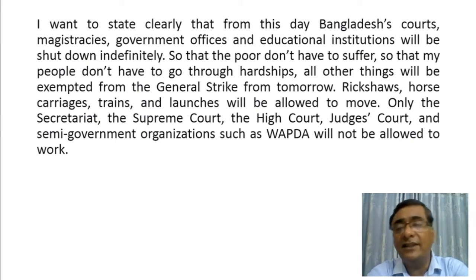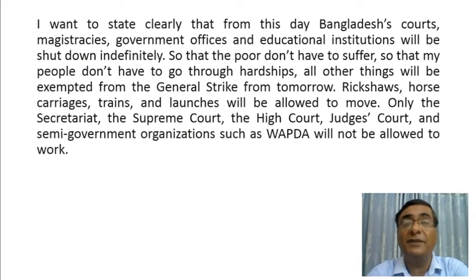Basically the poor people run rickshaws and horse carriages, and trains were necessary for common people to move from one place to another, and launches for common people to move from one place to another. That is why Bangabandhu withdrew the bar on these transports. And what was the intention? His intention was so that the poor people would not suffer.